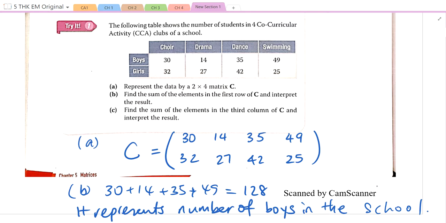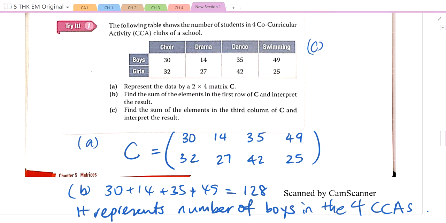Alright? That's why we need to be very specific, and I said all the keywords are in the question. In the 4 CCAs. If you just say CCA, then you're assuming that the school only has those 4 CCAs, right? So please don't give the marker a chance to penalize you. Be very specific.